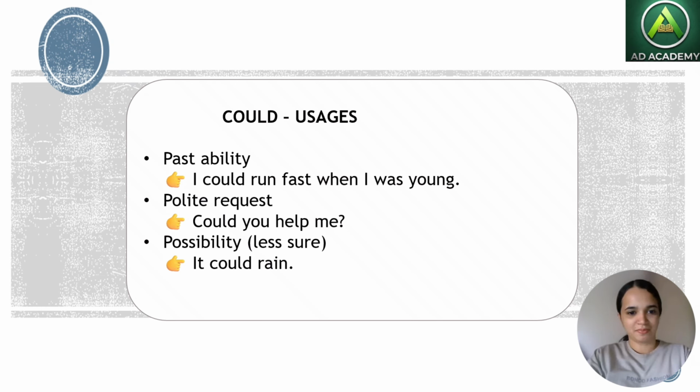Next, polite request. Could you help me? What if I say, can you help me? It is considered to be informal. Please do keep in mind, so that you can use could for asking polite request. Next, for possibility. That is when you are less sure about something. It could rain. So you are not much sure about that.